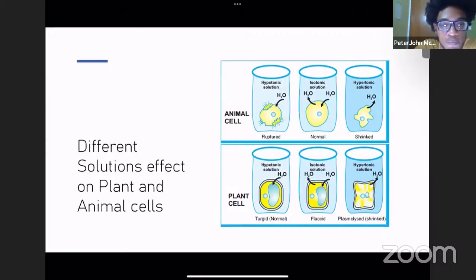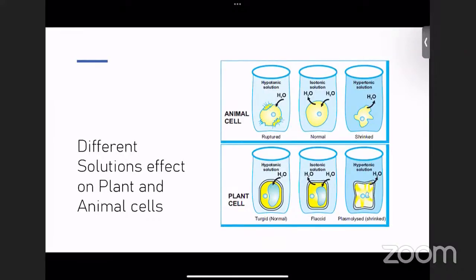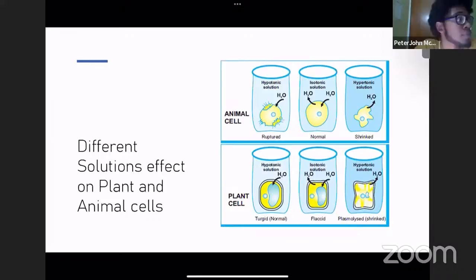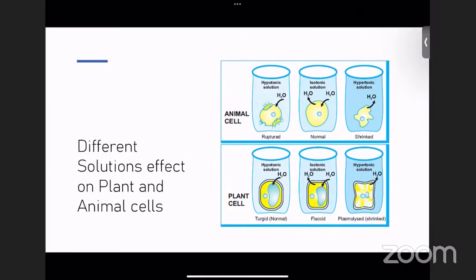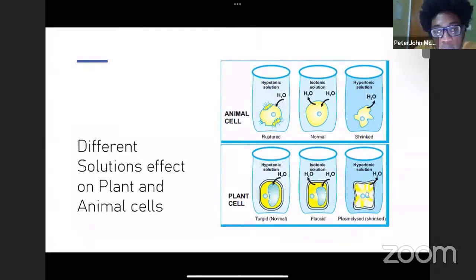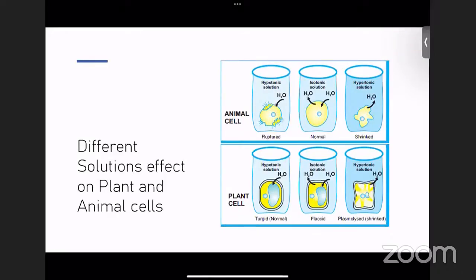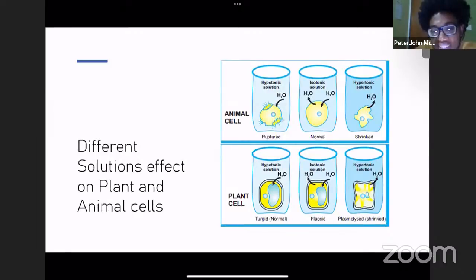All right, Joel, I think I called on you before. Joel, can you tell me about the plant cells? Can you describe what's happening with the plant cells? I think because water is going out, the cytoplasm is pulling away from the cell wall. So start with the hypotonic solution. Oh, hypo. Sorry. Yeah, just answer again. It's cool.